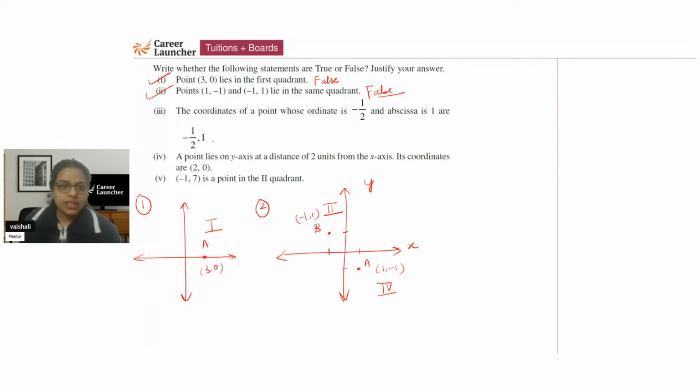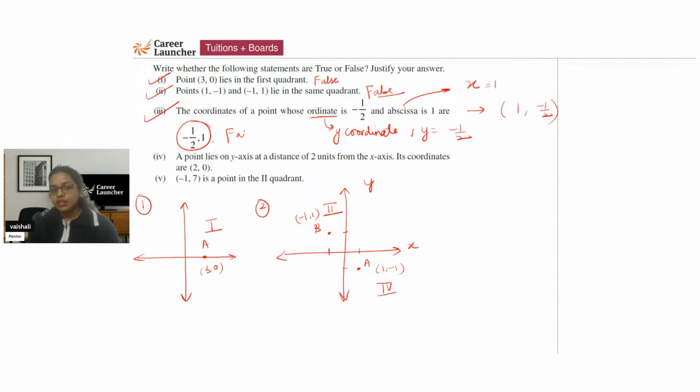Now the next part, 3, is the coordinates of a point whose ordinate, what is that? Y coordinate. So this value is equal to -1/2. Abscissa, which is the x coordinate, says it is equal to 1. Now if I am writing this in the form of an ordered pair, it has to be 1 comma -1/2. But this is saying -1/2 comma 1, which is again false. Now the next point is point number 4. A point, let's do it in the next slide.